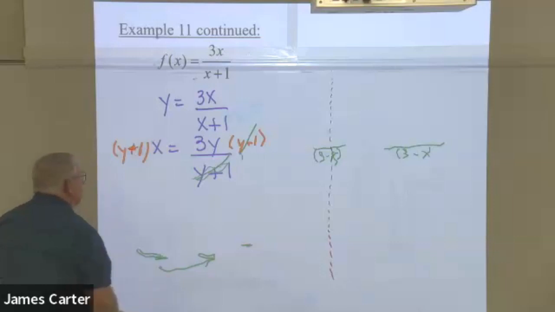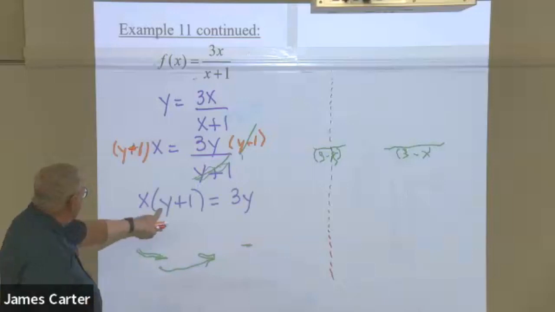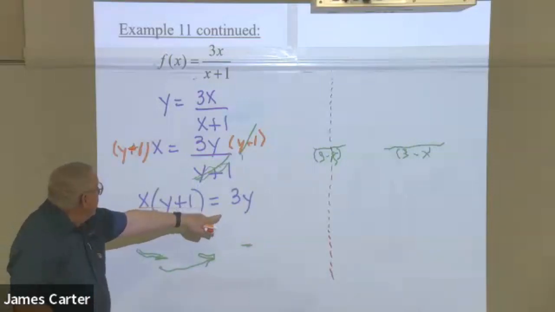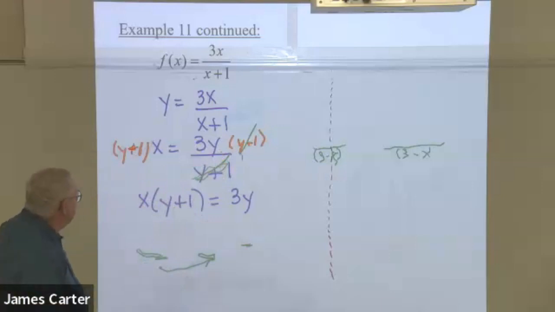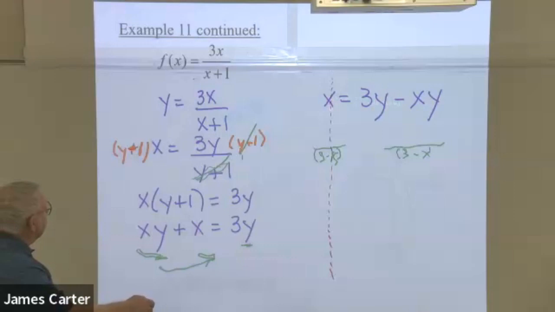Now that gives me this and that, because these two cancel. Okay, and I'm still not got y isolated. Well, I distribute this x and I still don't have y isolated. But you know what? I've got a y in this term and I got a y in that term. So how about I take this term over to the other side? When I do that, then I've got this.